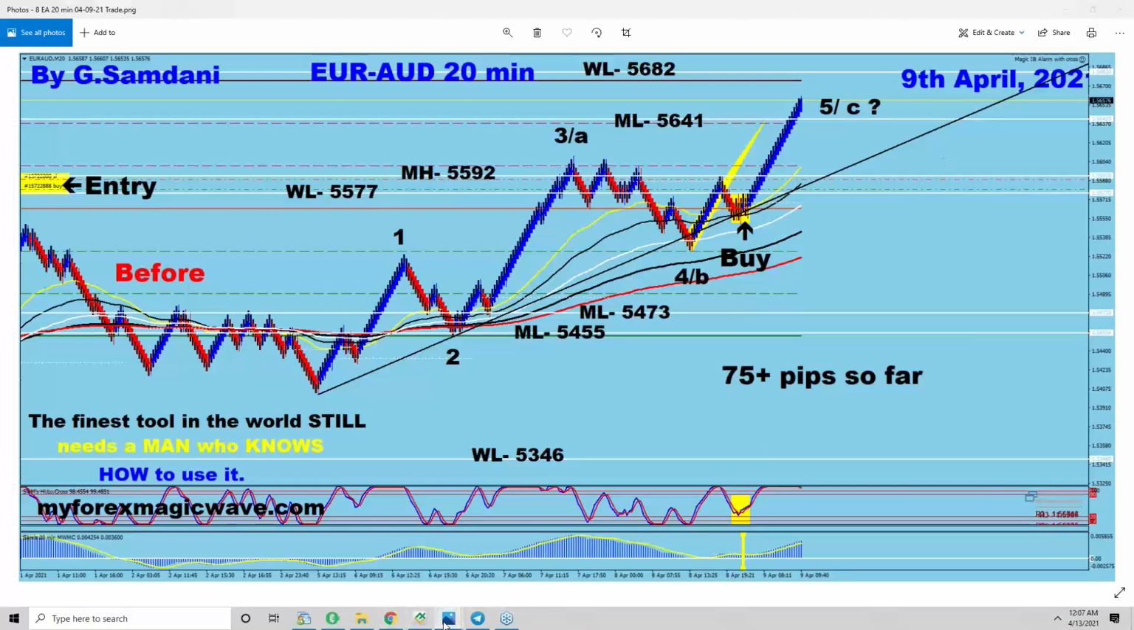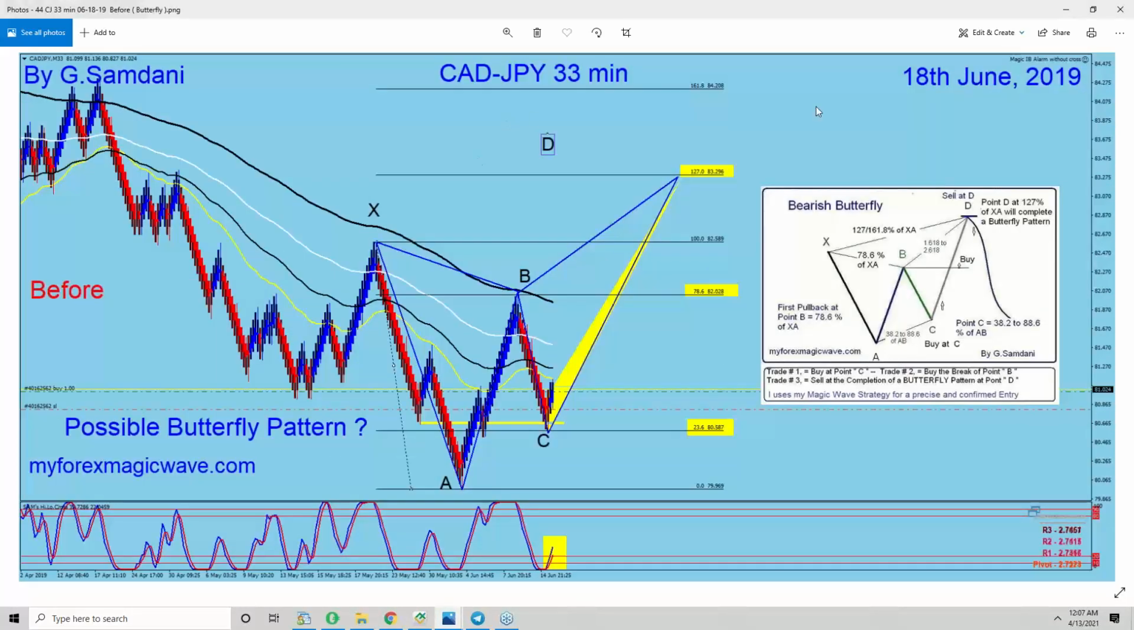Now let me show you exactly the same thing that happened 2 years ago, on a completely different pair. What I'm trying to show is that this happens all the time in every single pair. We just have to find it. If you pay attention, you will find exactly the same thing.